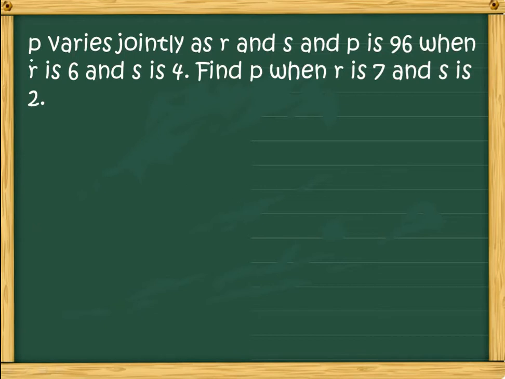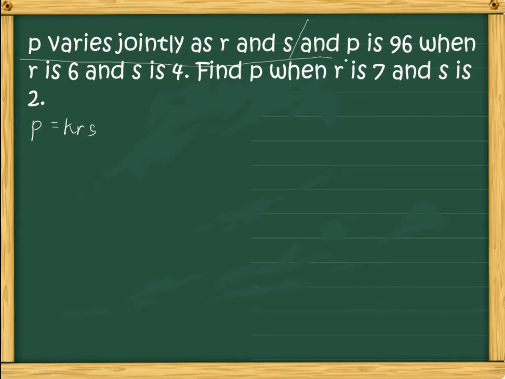So, yung equation natin is manggagaling sa unang statement. So, P varies jointly as R and S. So, the first variable na binanggit is si P. So, we need to isolate P. P is equals to, we have the word jointly. So, we're just multiplying K to R and S. So, we have the equation P is equals to KRS.